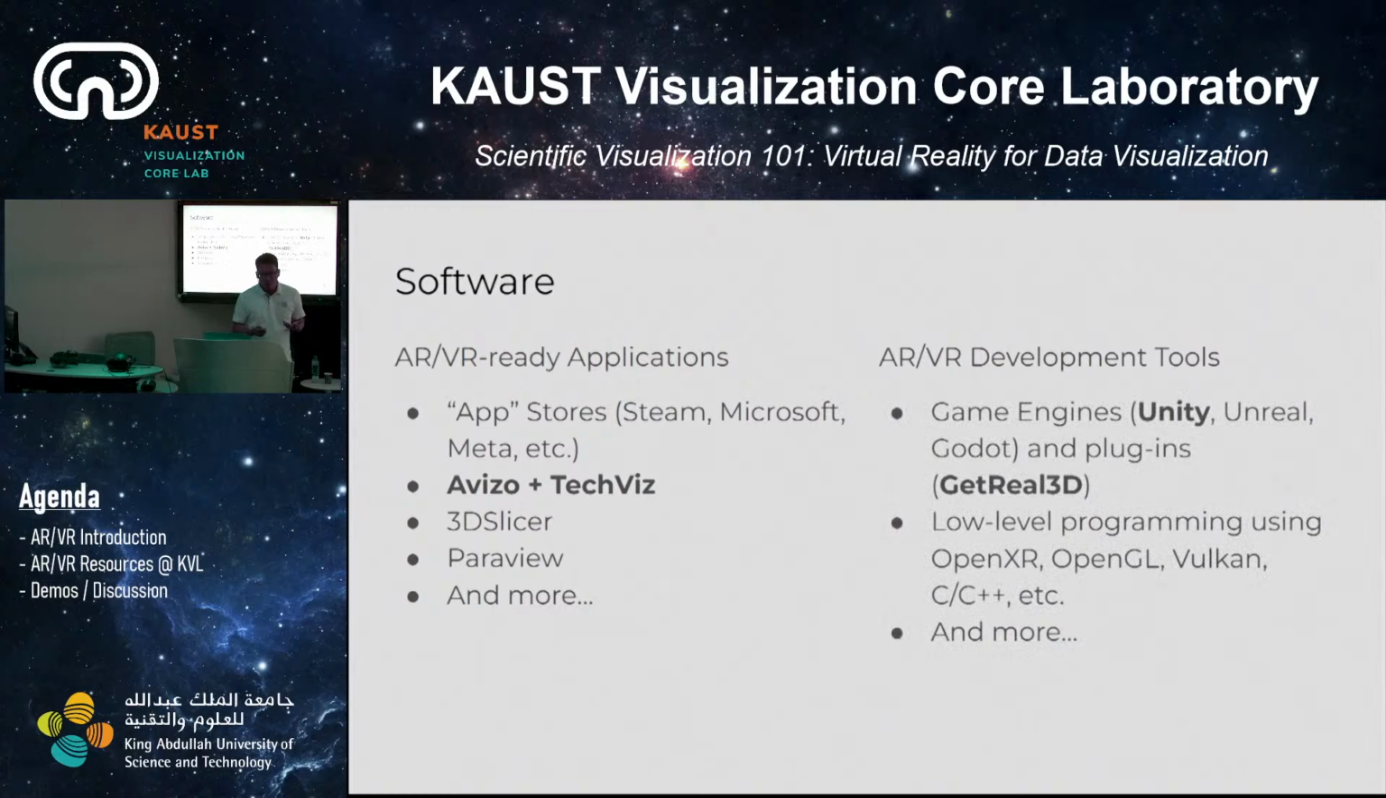If you need more complex interactions, complex visualizations, you can build your application yourself, but this needs a bit of familiarity with the tools. The most popular ones are game engines, so that's what I was using earlier, which is Unity. These are really software packages that help you build games. And we have plugins like Get Real 3D that allow your Unity game to be displayed on the bigger walls. Okay, I'll talk more about this later.